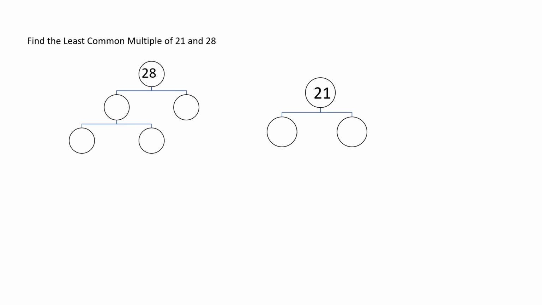Let's try it together. Find the least common multiple of 21 and 28. Well, 28 factors into 4 and 7. 7 is prime, so we won't want any more branches there. 4 becomes 2 and 2. So 28 factors into 2 times 2 times 7. 21 factors into 3 times 7. So writing it that way.